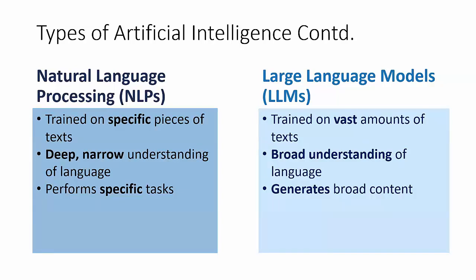Then we have large language models, or LLMs, which are a type of NLP since they deal with human language, but there are some key differences. Typically, NLPs are designed for very specific tasks. They have a deep but narrow understanding of the language. LLMs are trained on massive amounts of text and are meant to produce human-like text or speech. They have a broad understanding of language but might not fully grasp the smaller nuances. So they are often meant for content generation rather than for specialized analysis tasks.